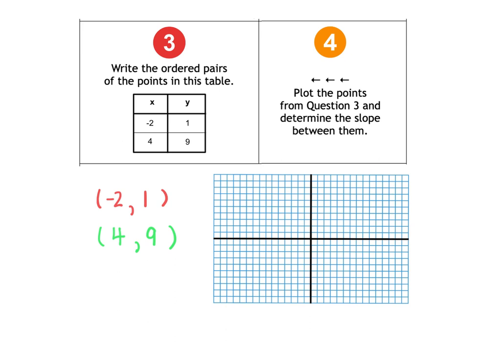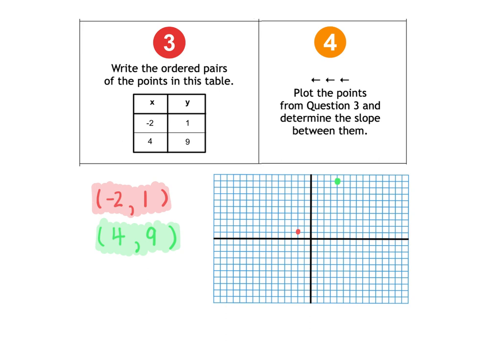We'll begin by plotting at 0, 0, over to the left, -2, and then up 1. We can plot a point in this location, and then we can plot a second point, again, starting at 0, 0, and moving to the right 4, because it's positive, and then up 9. We can plot a point at this location.